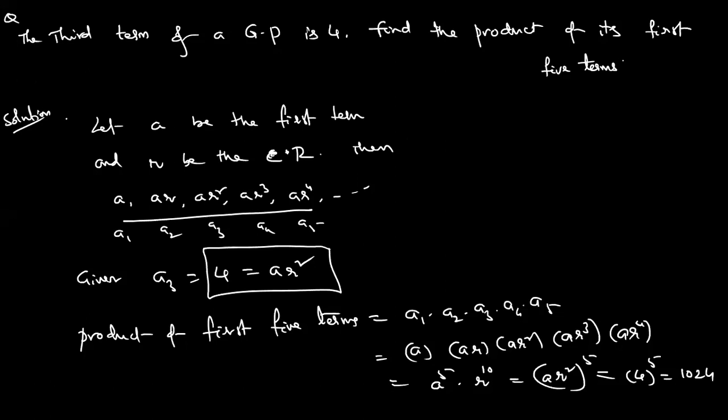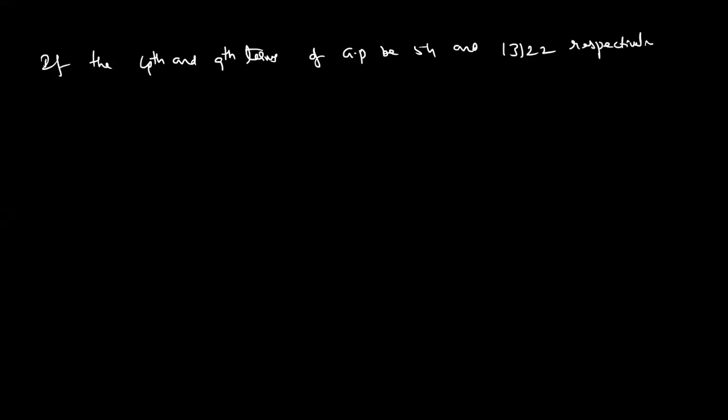See. If the fourth term and ninth term of a GP are 54 and 13,122 respectively, find the GP. How? They are given two terms.